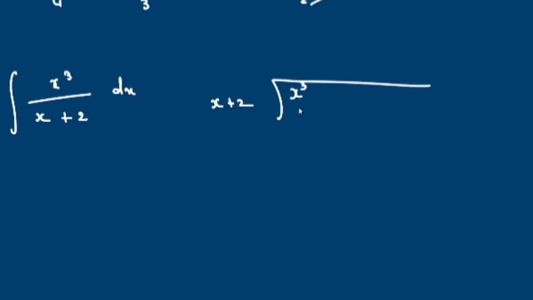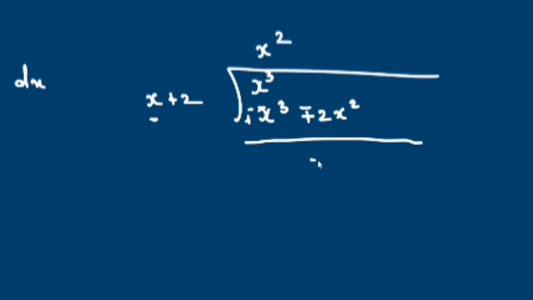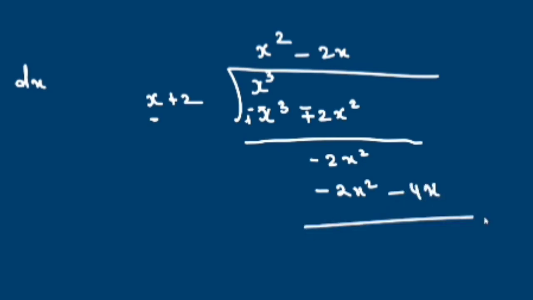So, x cube, divide the first term, x cube by x. X cube by x will give you x square. So, write x square here. Now, multiply x square into x plus 2: x cube plus 2x square. This is minus 2x square. Now, once again divide minus 2x square by x. That is minus 2x. Now, multiply. So, it will become minus 2x square minus 4x. Now, change the sign. This will become plus, this will become plus 4x.